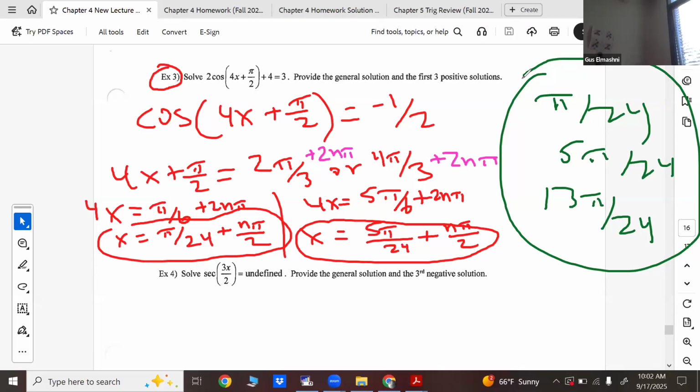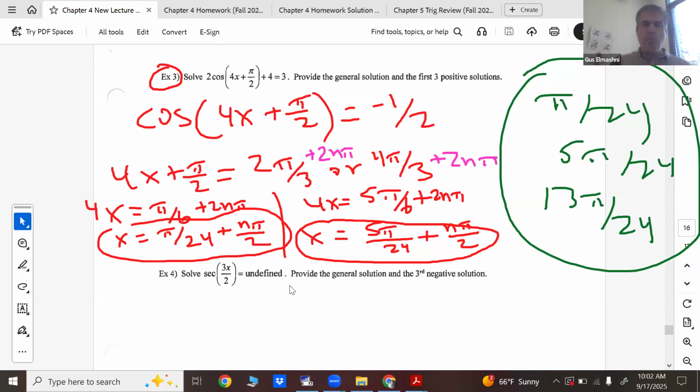So the first two are pi over 24 and 5 pi over 24. And then I'll let n equal 1 to find the next set. When I let n equal 1, I'm adding pi over 2. But when I add pi over 2 to pi over 24, it becomes 12 pi over 24, and then it becomes 13 pi over 24. Oh, look at that one. Liking that.